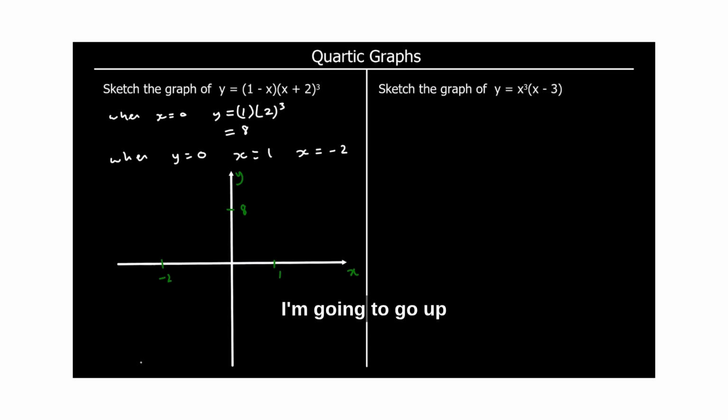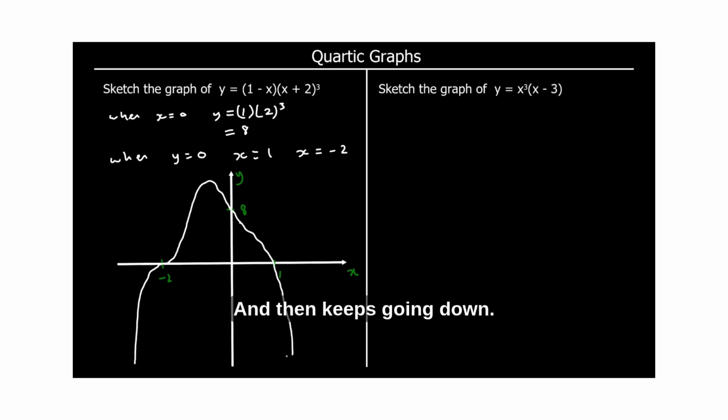So I'm going to go up to -2. It's going to go flat. Then it's going to keep going up and back down through 8, through 1, and then keeps going down.